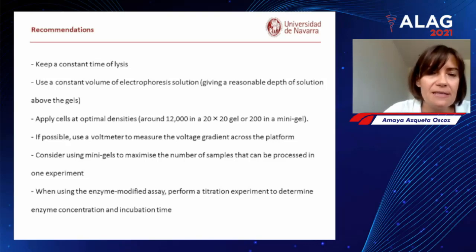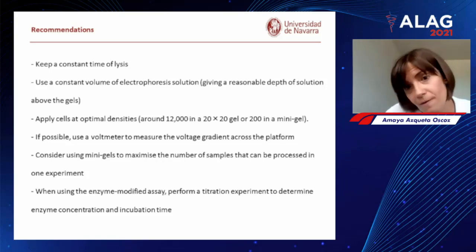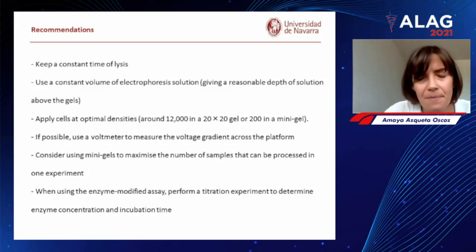Apply cells at optimal densities. This is done to avoid overlapping. Normally, highly damaged comets tend to overlap more than the non-damaged, and you can have some bias in the results. If possible, use a voltmeter to measure the voltage gradient across the platform, since it will give you the real value.